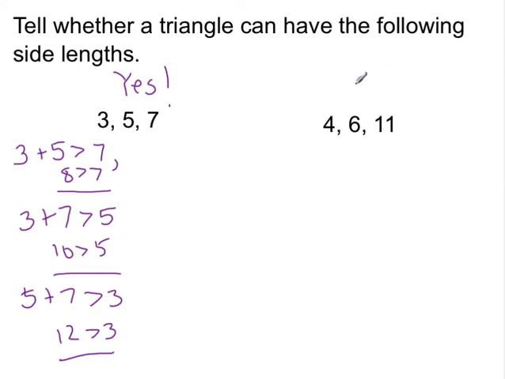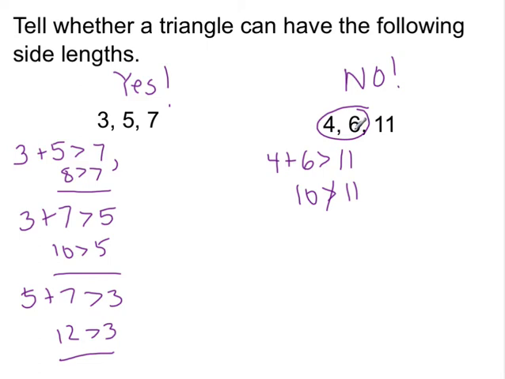Now, in contrast, look at this case. 4 plus 6 has to be greater than 11. 10 is not greater than 11. Therefore, these three side lengths cannot form a triangle. One way, again, you can look: if you add the two smallest side lengths together, it has to be greater than the largest one in order to form a triangle.